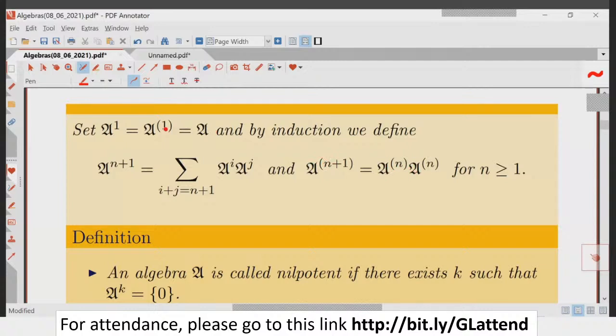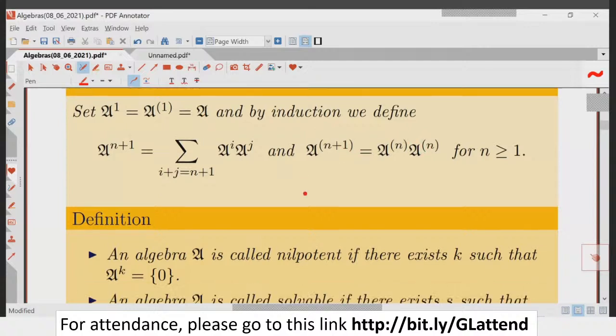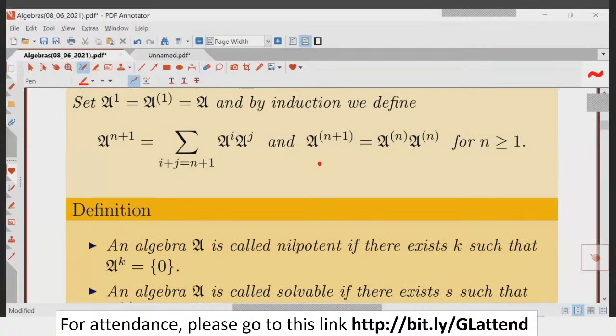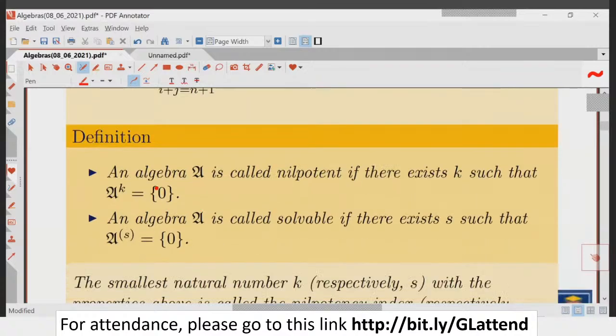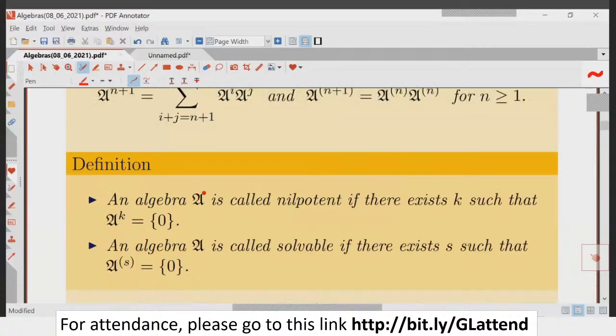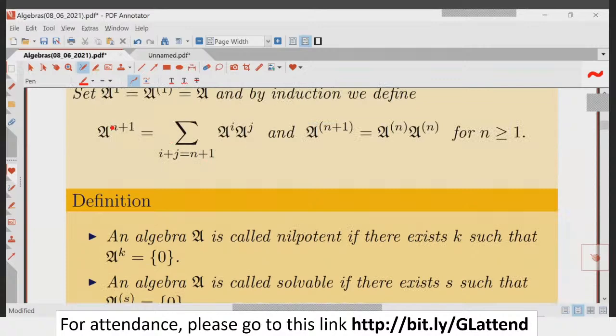If n is 3, then a to the 3 is a to the 4, etc. So this is, by induction, defined some series of subsets. In fact, they are ideals. This is an ideal. This also is an ideal of A. So now there is a definition. Algebra A is called nilpotent if there exists K such that that series of these ideals terminates at 0.